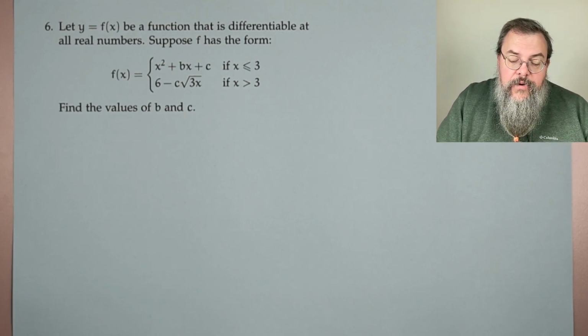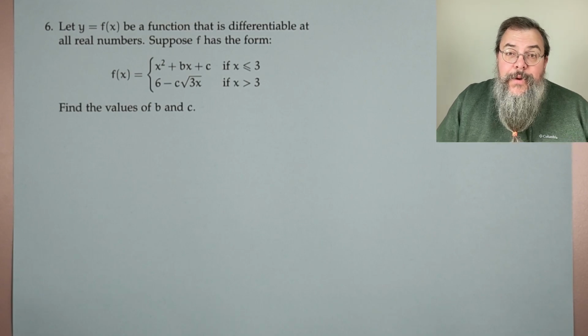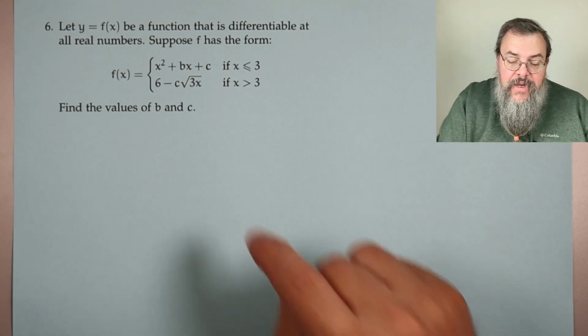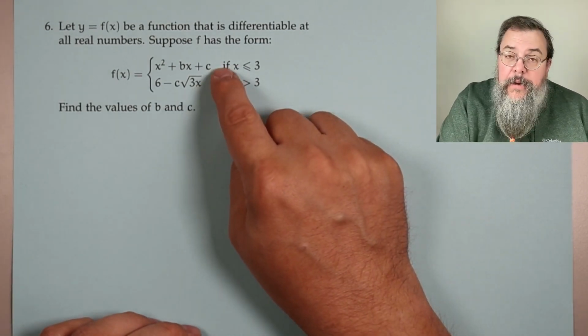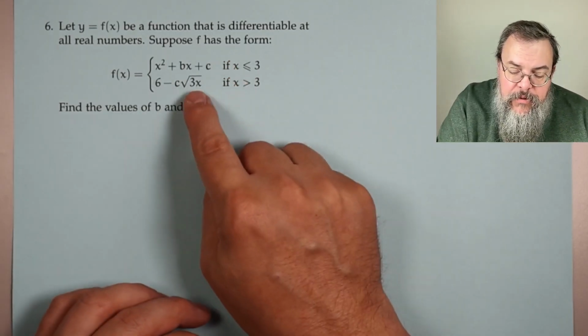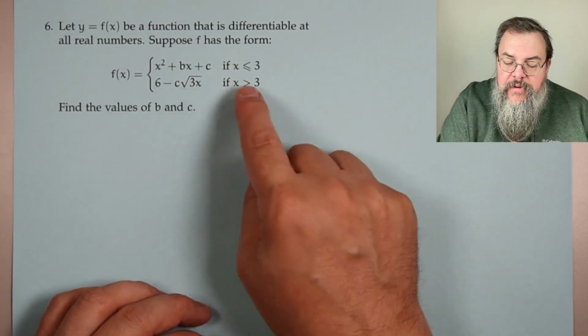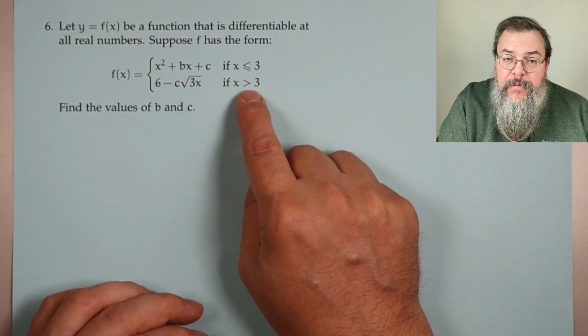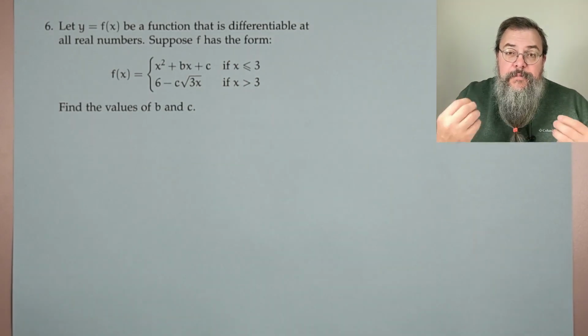Okay, so what's going on here? Well, we have two pieces, and individually, they're fine. Polynomials, great, beautiful. Now this has a square root, but notice the square root is always going to have positive terms we're interested in. So again, beautiful.